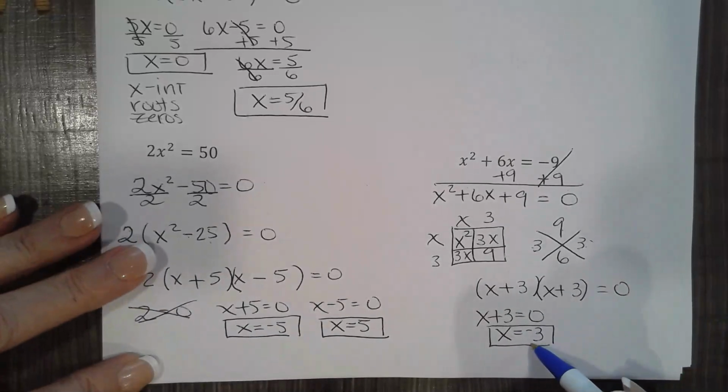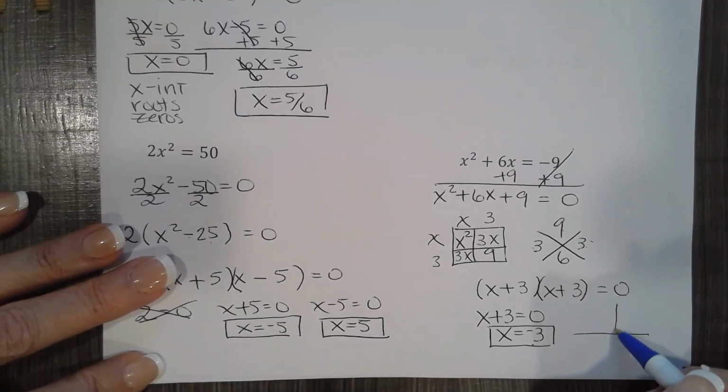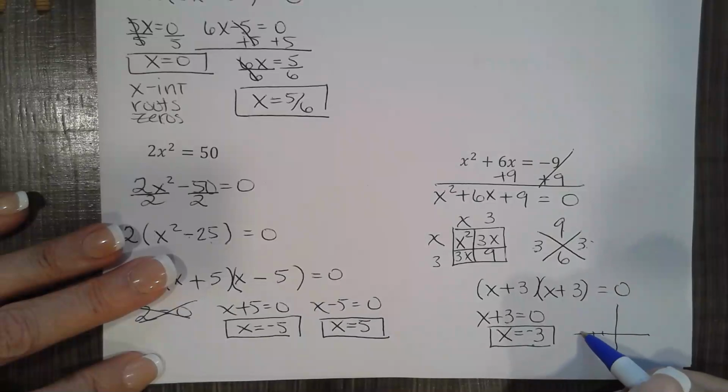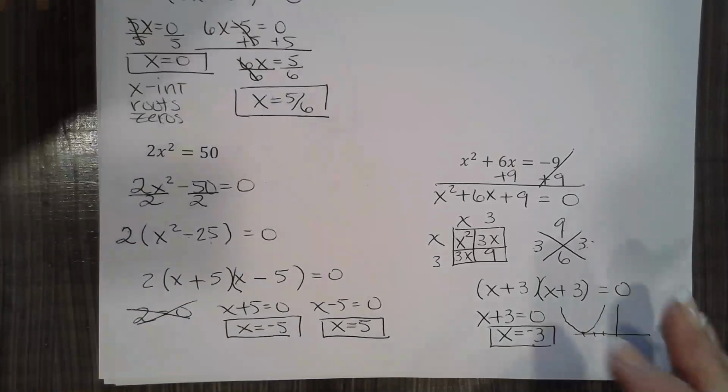And also, since this is an x-intercept, remember, that would be where the parabola just comes down and touches right there. It would look like that right there. Okie dokie. All right, let's flip over.